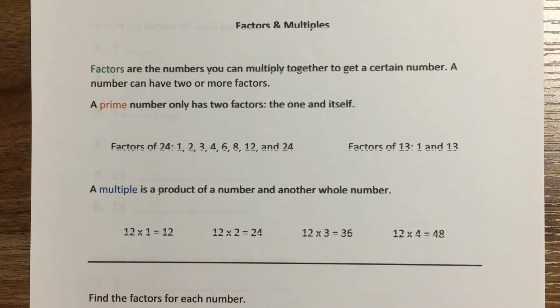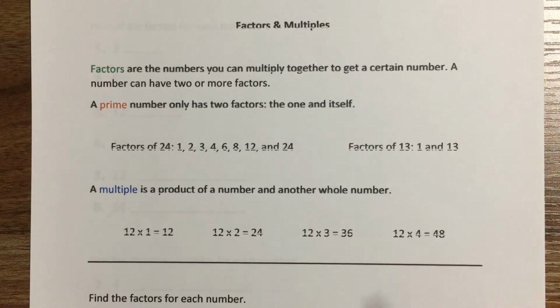So 12 times 1 is 12. So 12 is a multiple of 12. We can multiply 12 by a whole number, 1, and get a number that's equal to or bigger than the number we started with, 12. We can multiply 12 times 2. That gets us 24. 24 is a multiple of 12 because we can multiply 12 by a whole number, 2, to get to 24. 36 is a multiple of 12 because 12 times 3, another whole number, is 36.